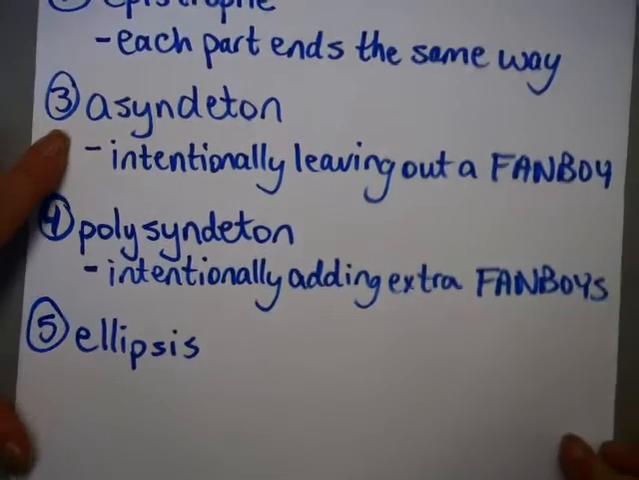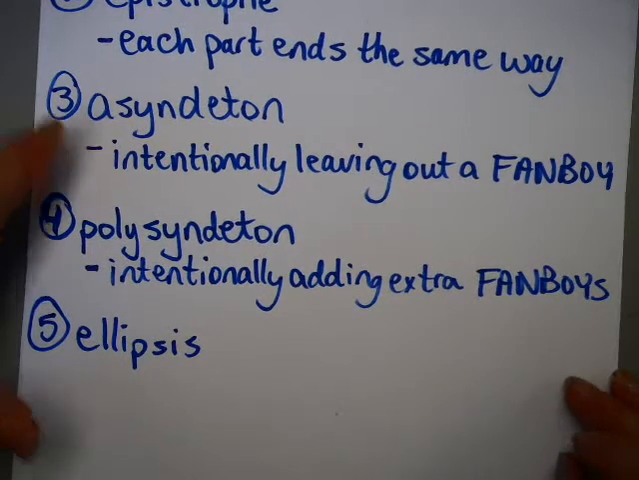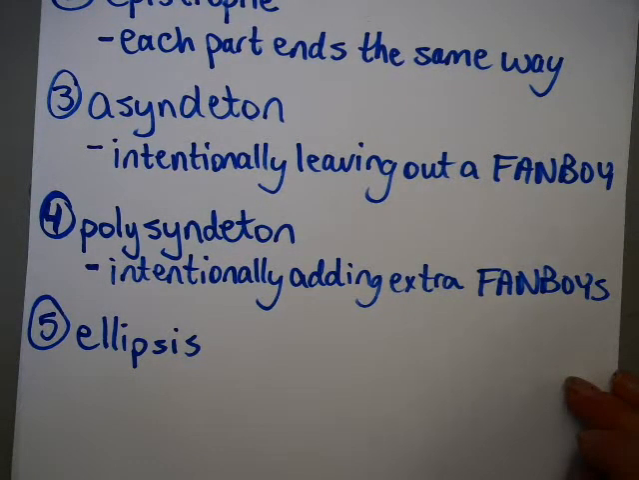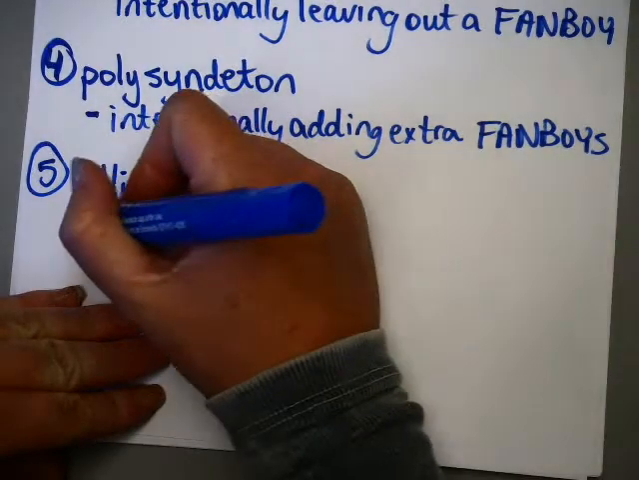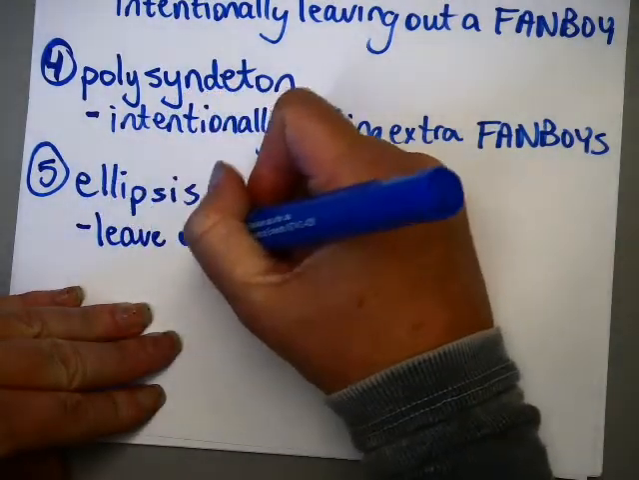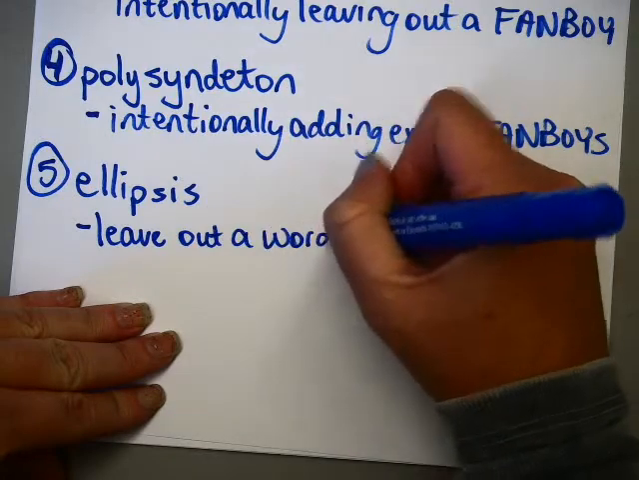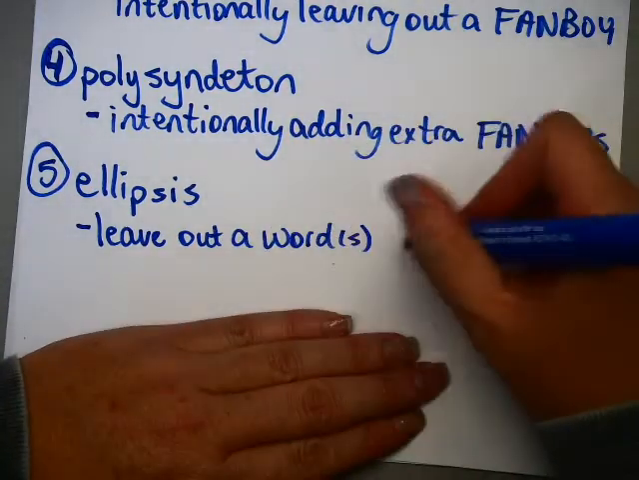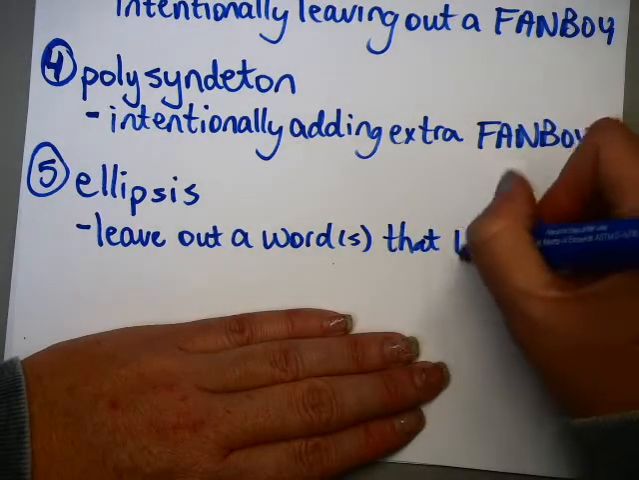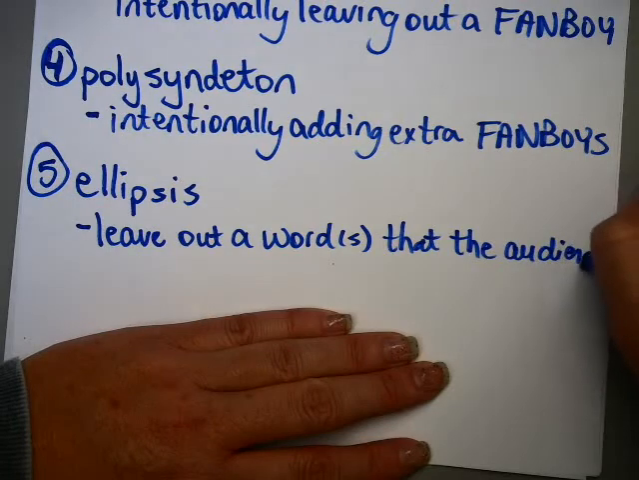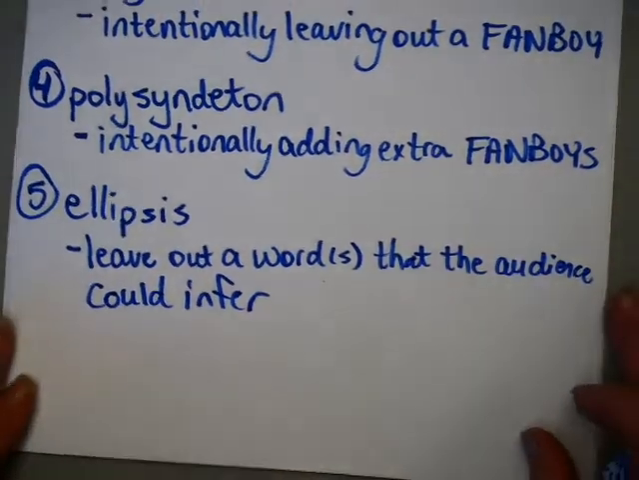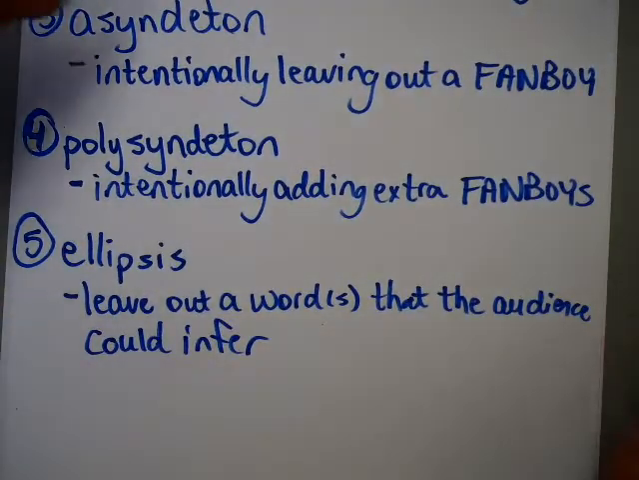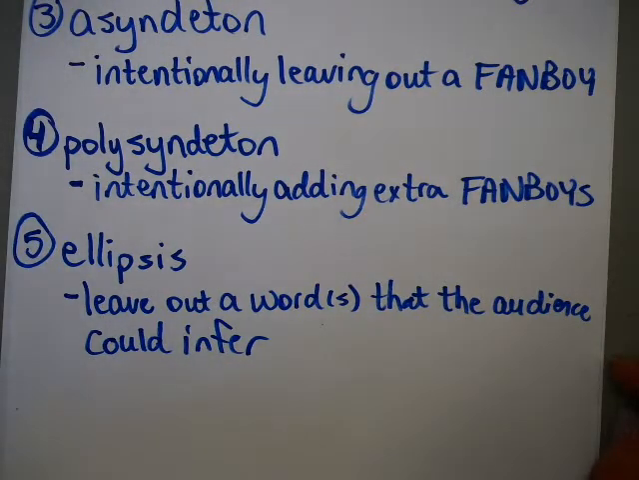This is very, very much like asyndeton. Instead of leaving out a fanboy, though, you're just leaving out some other word that the audience could fill in the blank for. So this, again, is all about the audience interaction. So this is where you leave out a word, or it could be more than one word. It could be a word that the audience can infer. Okay, so that's ellipsis, and it's very much like asyndeton. It's just that asyndeton is leaving out a fanboy. Ellipsis is leaving out something else that the audience could still fill in its place.